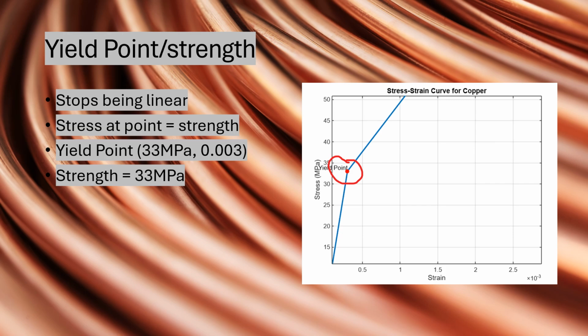Next, the yield point. Here we see the yield point circled on this red dot. Like we said before, the yield point is 33 megapascals at 0.003 strain. This represents the strength required for the metal to enter plastic deformation.